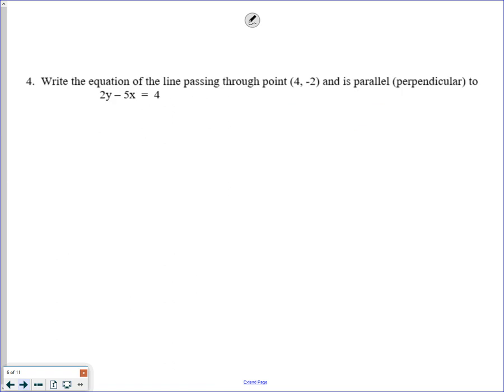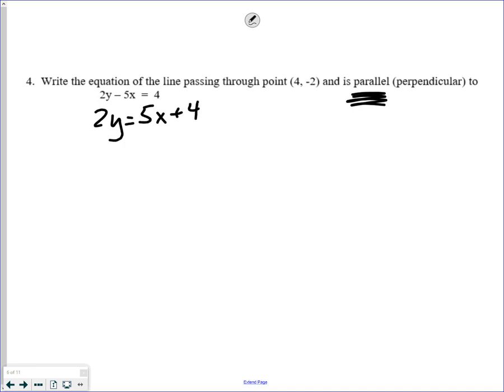Write an equation of the line passing through the point (4, -2) and is parallel. We'll talk about the parallel and perpendicular here. Let's start with parallel first. If I want a parallel line, I want the same slope. So I want the slopes of them to be the same. So I need to find the slope of the first one.